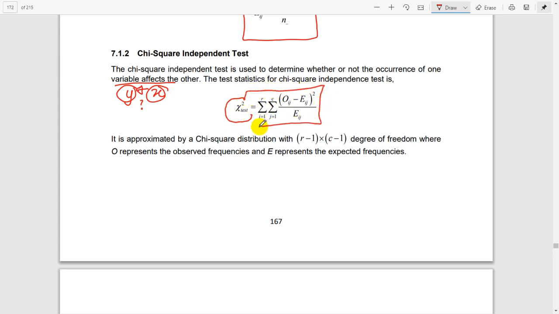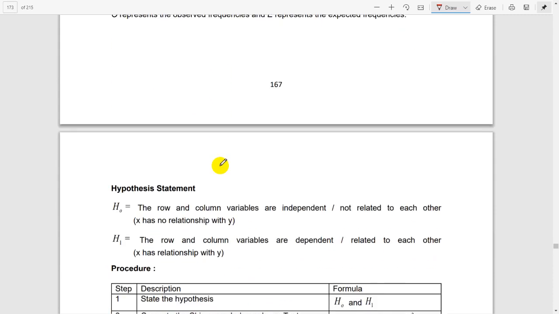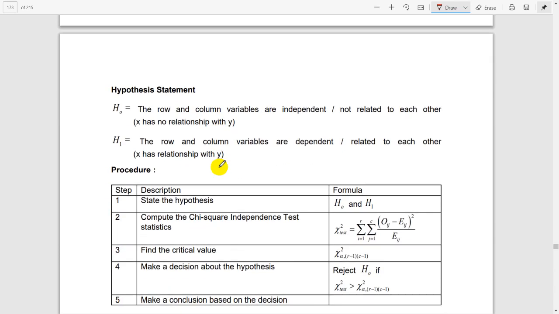Given by this formula, Oij minus Eij, squared, over Eij. We will look at this one by one, how to do this. It is approximated by a chi-square distribution with (R minus 1)(C minus 1) degrees of freedom, where O represents the observed frequency and E represents the expected frequency.